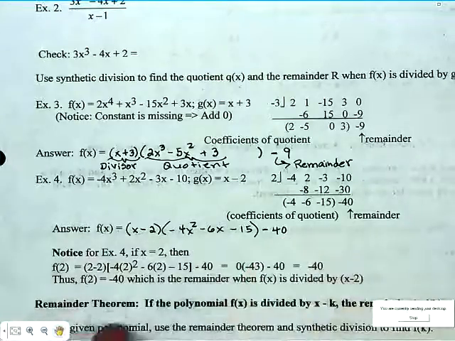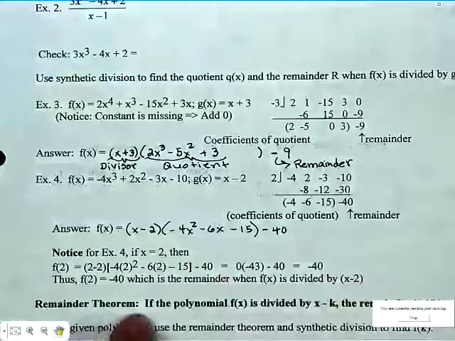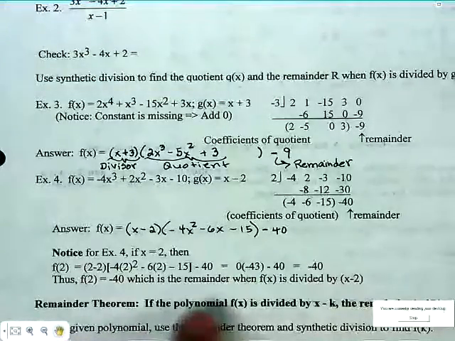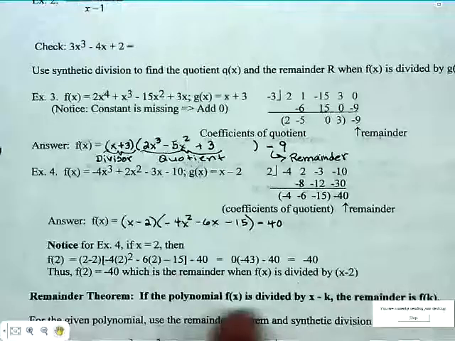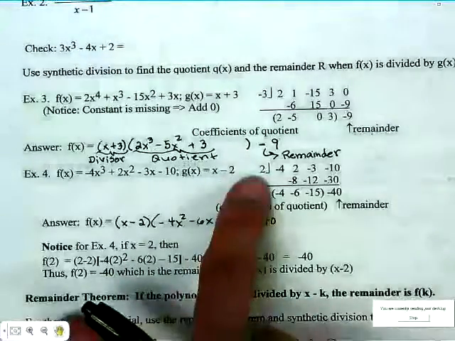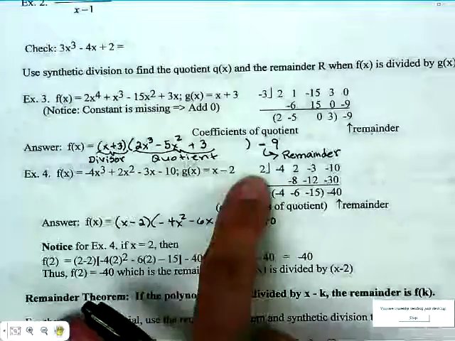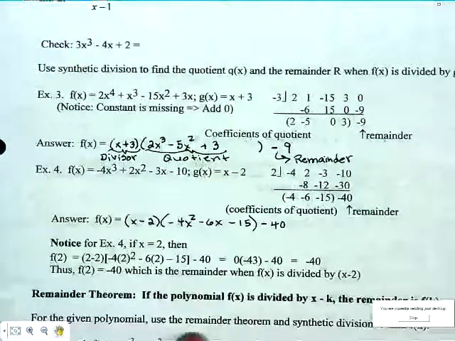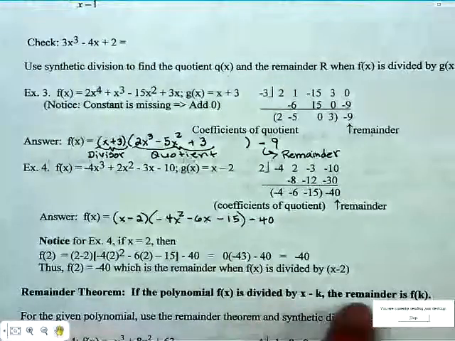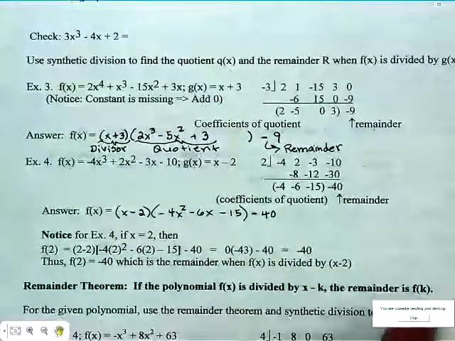That's leading up to a big theorem, the remainder theorem. If a polynomial f of x is divided by x minus some constant, in this case the constant is 2, if f of x is divided by x minus a constant, the remainder is the same thing you would get if you just plug that constant into the original function.